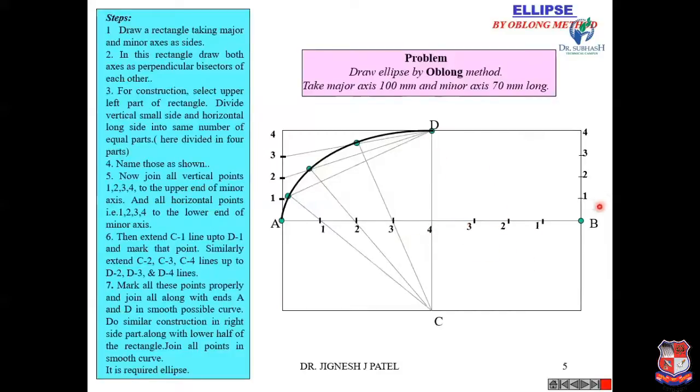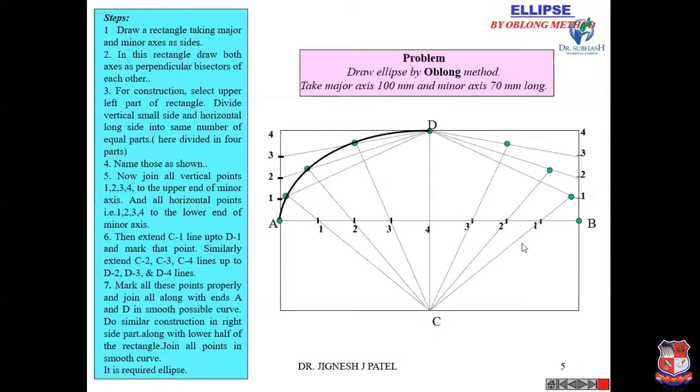Okay, now join D1, D2, D3 and D4. Similarly, here join C1 and extend it up to D1, C2 extend it up to D2, C3 and so on, and join all these points by a smooth curve. Okay. Similarly, repeat this process below the AB line, so you will get the complete ellipse. So this method is known as the oblong method, or you can say the rectangle method.